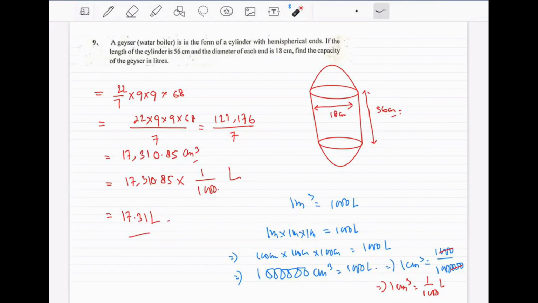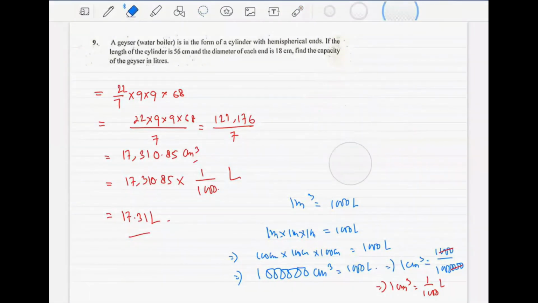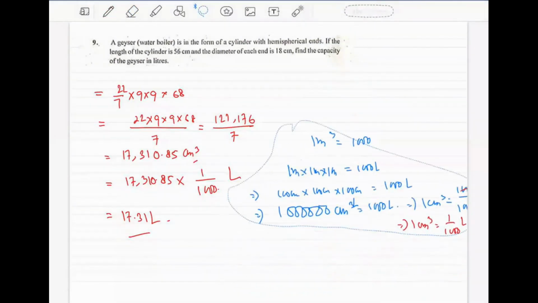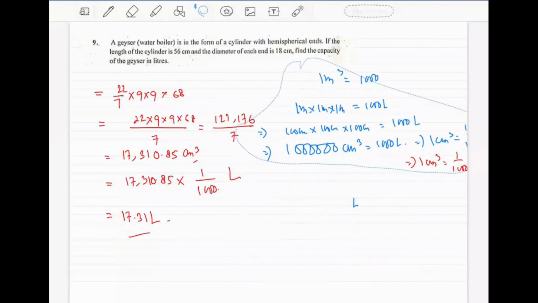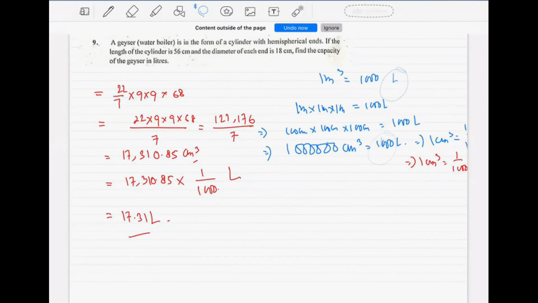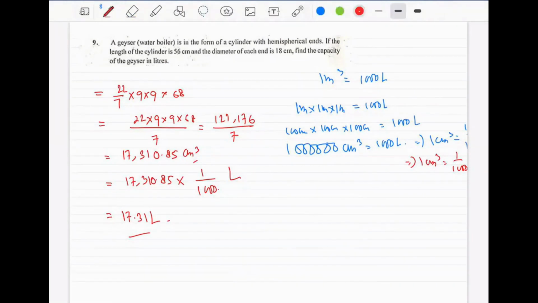Okay, copy this and you have to keep this portion. Let me rub off the figure. You have to keep this portion as a note on the side. This portion is important. Keep this on the side as a note.